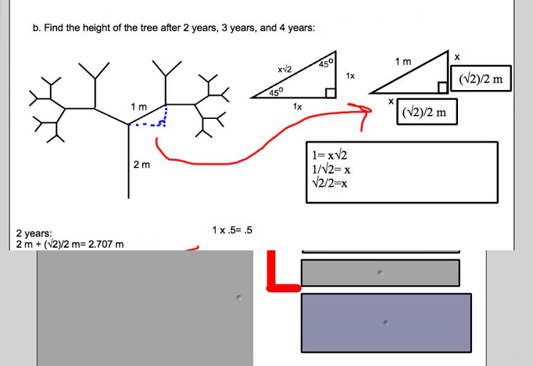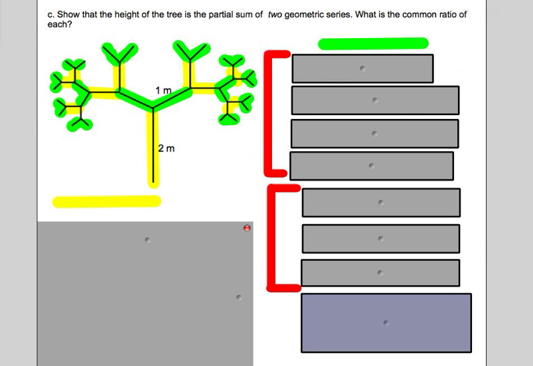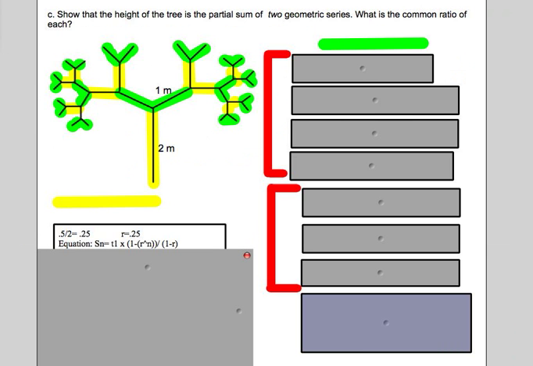Show that the height of the tree is the partial sum of 2 geometric series. What is the common ratio of each? Since the vertical heights occur every 2 years, you can multiply each odd year by 0.25, your r value, to get the next. You would need the equation for the partial sum of a geometric series. After 2 years of growth, there is only 1 yellow branch, and in this case n is going to equal 1. Your equation will look like this, which is going to equal 2 meters.